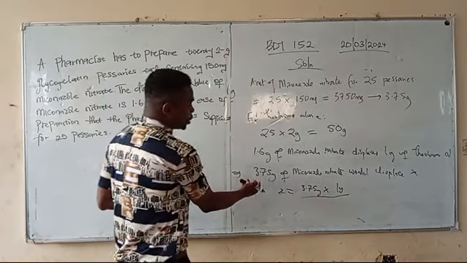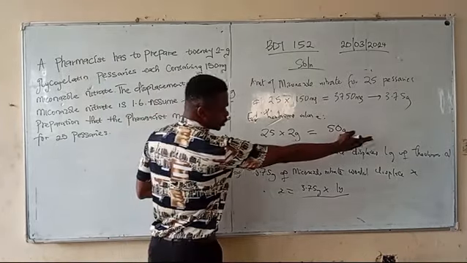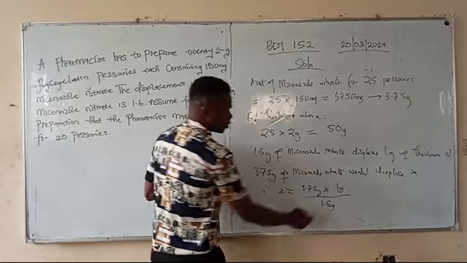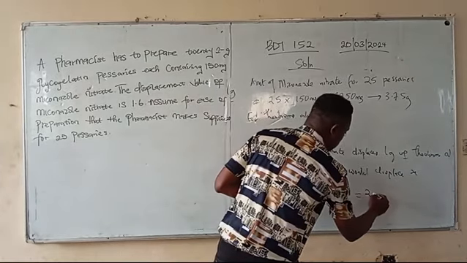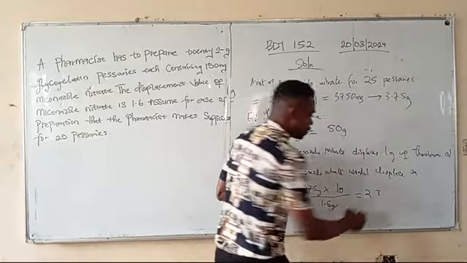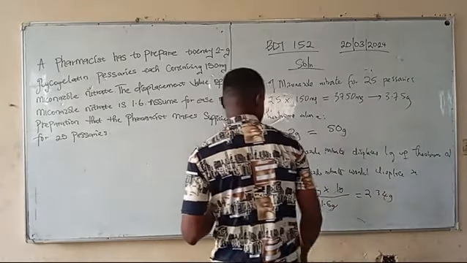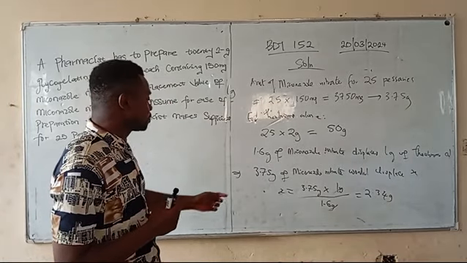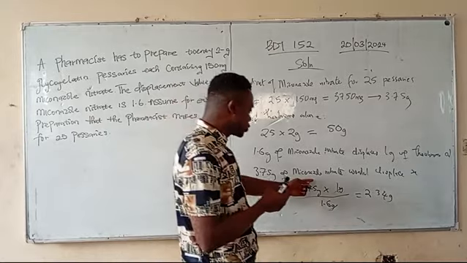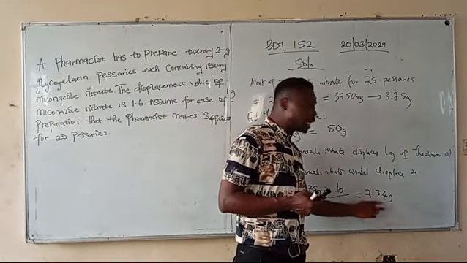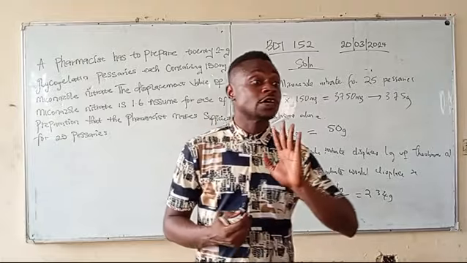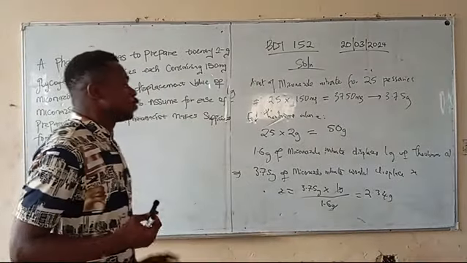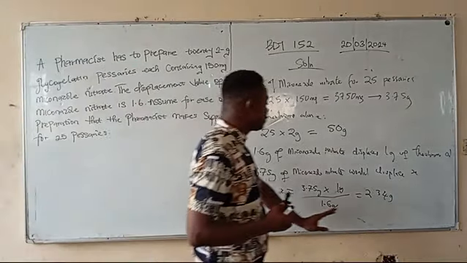Now, this is 3.75 gram times 1 gram, all over 1.6 gram. So the answer is 2.34 gram. So what it means is that 3.75 gram of miconazole nitrate would displace 2.34 gram of theobroma oil. Are we together now? Wonderful. We have done this calculation.